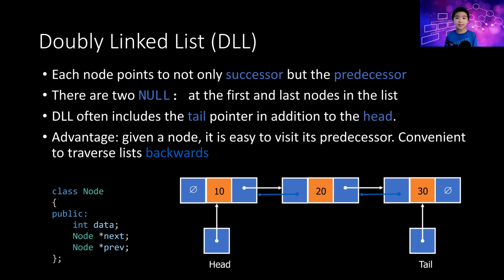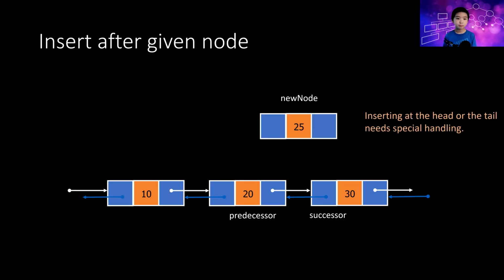To have quick access either from front or the end of the list, we maintain both the head and tail pointers. Let's take a look at the insert function. In this case, we insert after the node with value 20 in the list. So the new node's predecessor and successor have value 20 and 30, respectively.